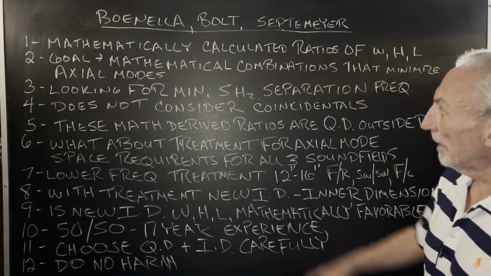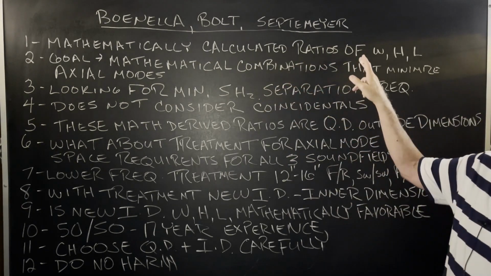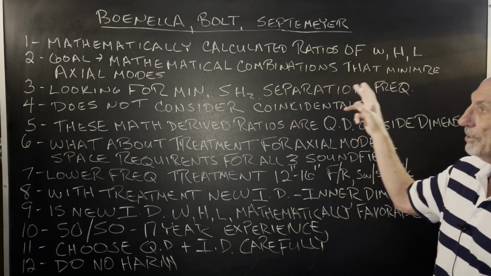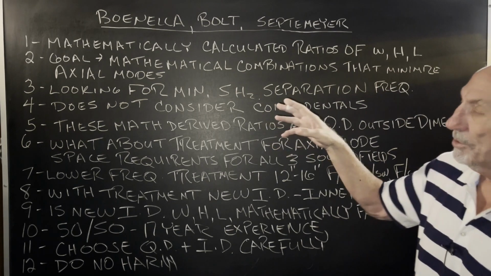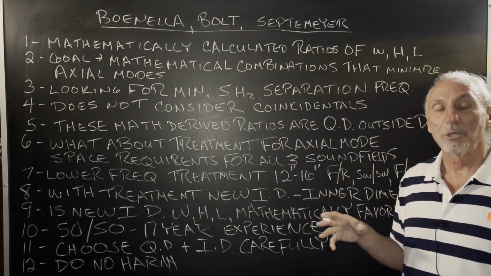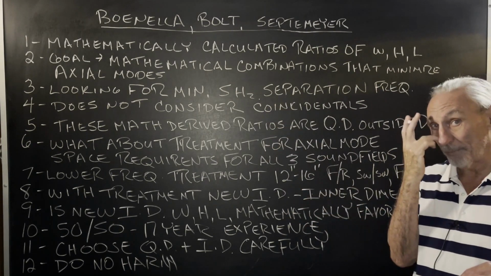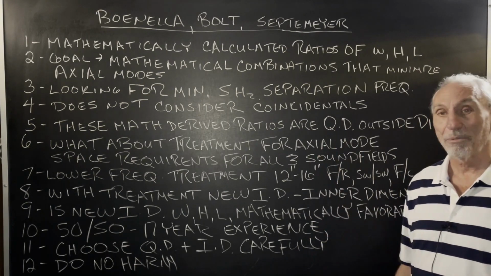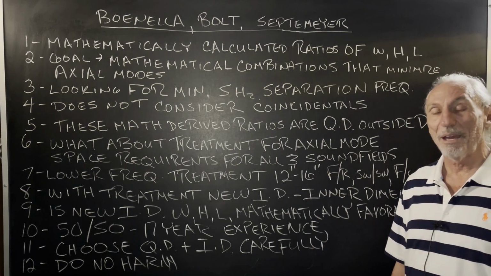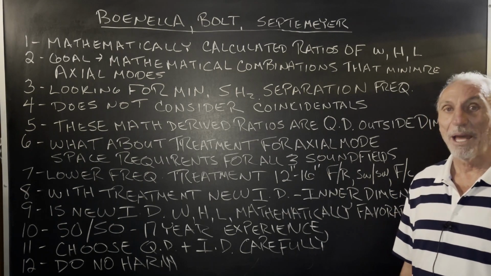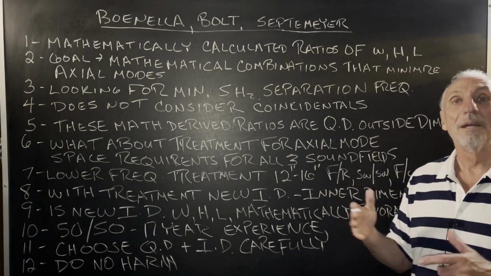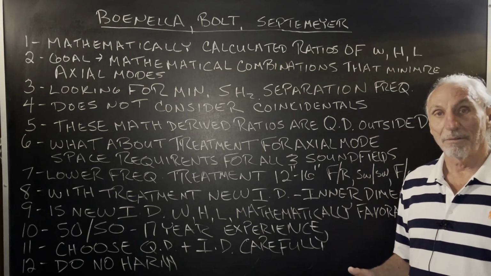These are mathematically calculated ratios of width, height, and length so that you combine and you produce axial modes that are at least 5 hertz apart. Now, a daunting task without a computer, because these tables were done years ago when they didn't have computers. So these are mathematical calculations of width, height, and length that minimize the impact of axial modes.